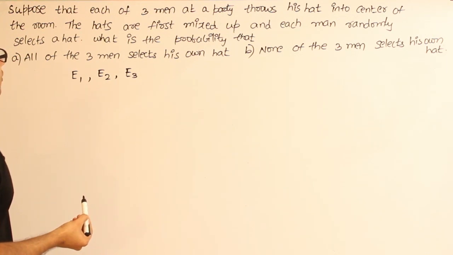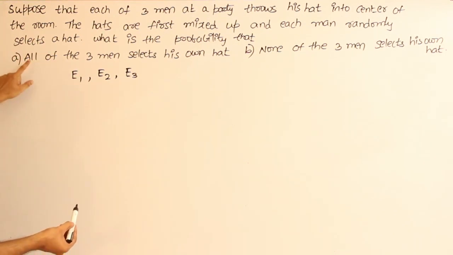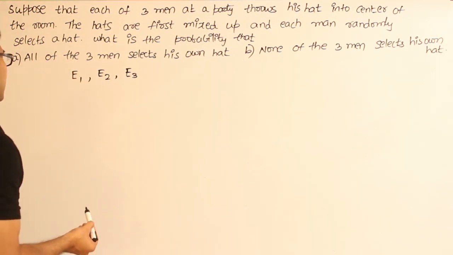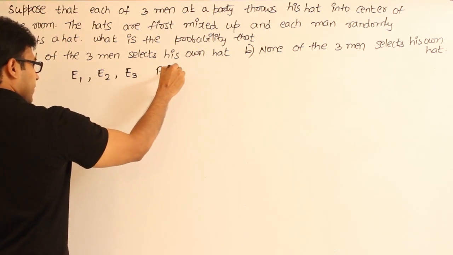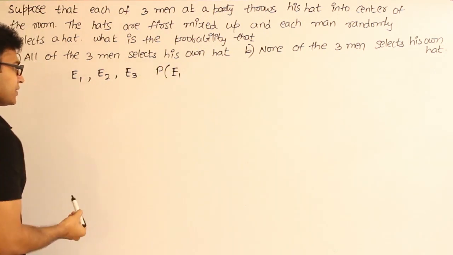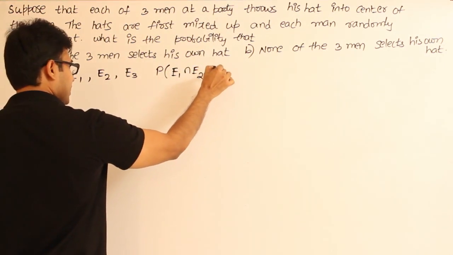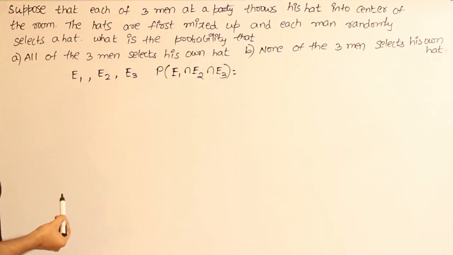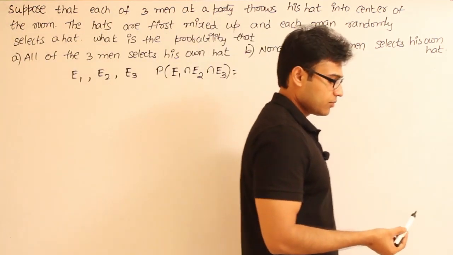Now what can we do with these events? See, first is how to frame the first question in terms of these events. All of the three men select his own hat, which means we are supposed to talk about the probability that E1, the first person selects his own hat, and the second person selects his own hat, and the third person selects his own hat, right? Now are they actually dependent events or independent events? How to know about it?